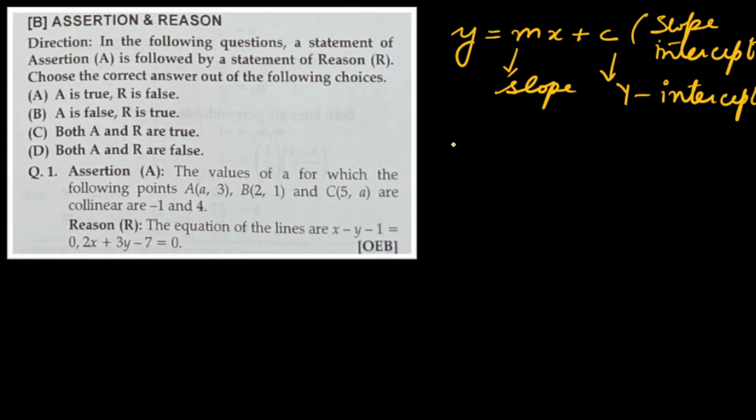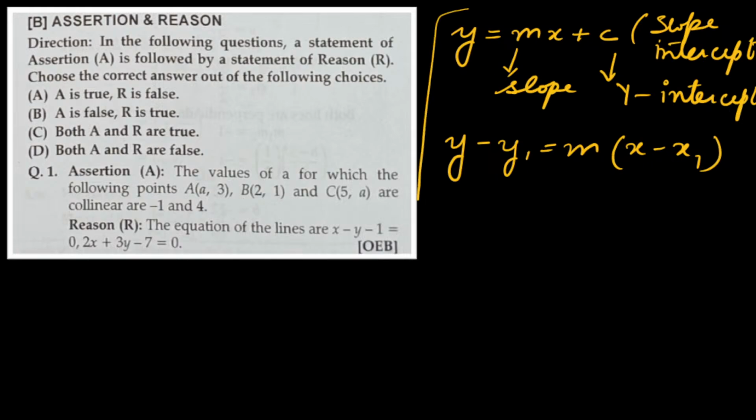Another form which we did was point form, when coordinates are given to us. That is y - y1 = m(x - x1). So these forms of equations we can use to form equation of lines. So let's start from the first question. In these questions, you can see options are given to us. So accordingly, we have to choose.